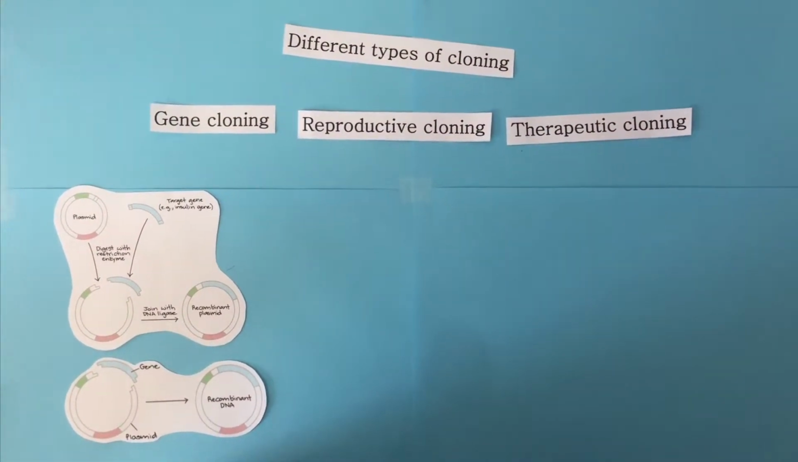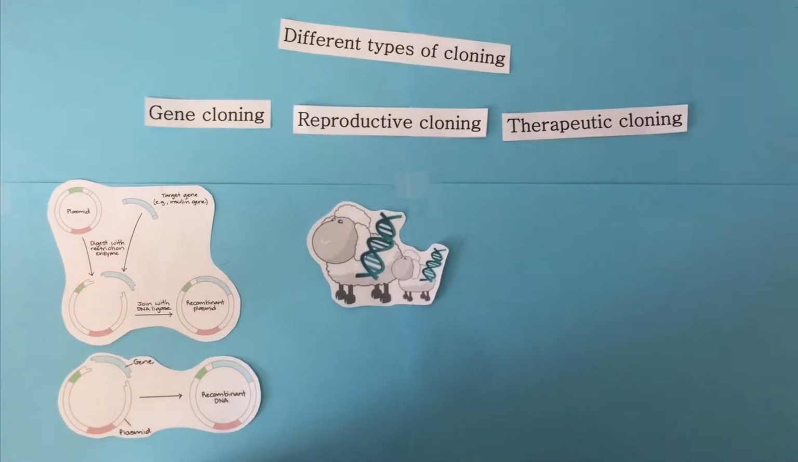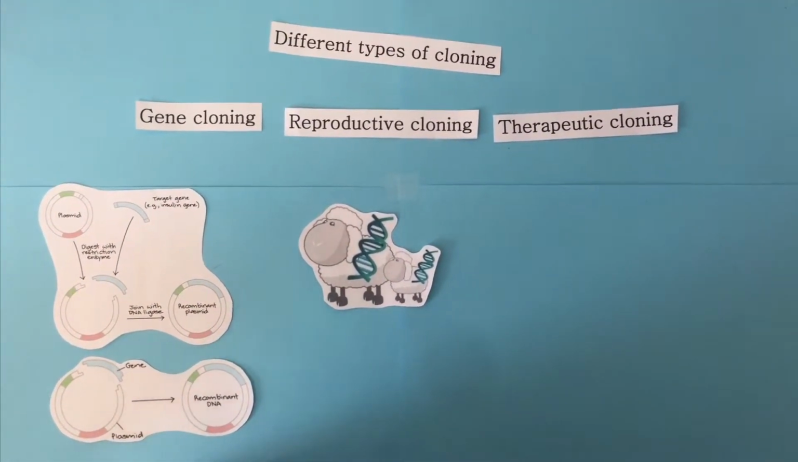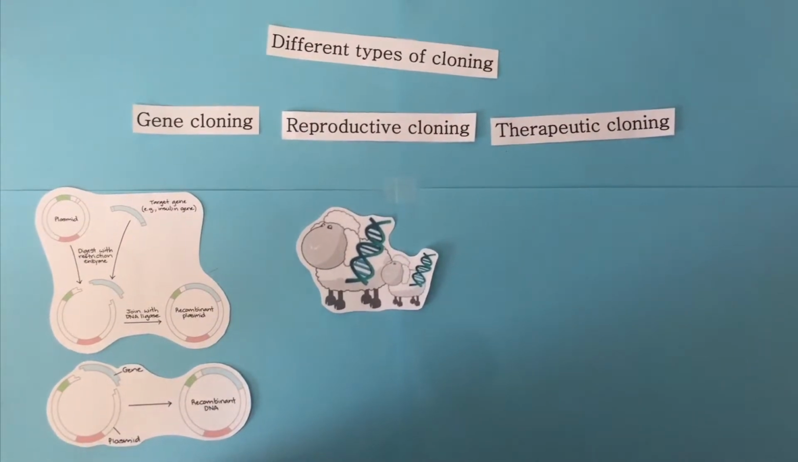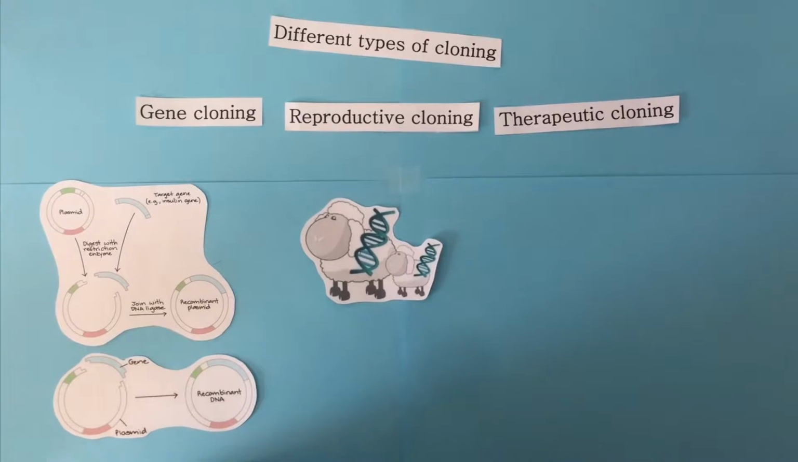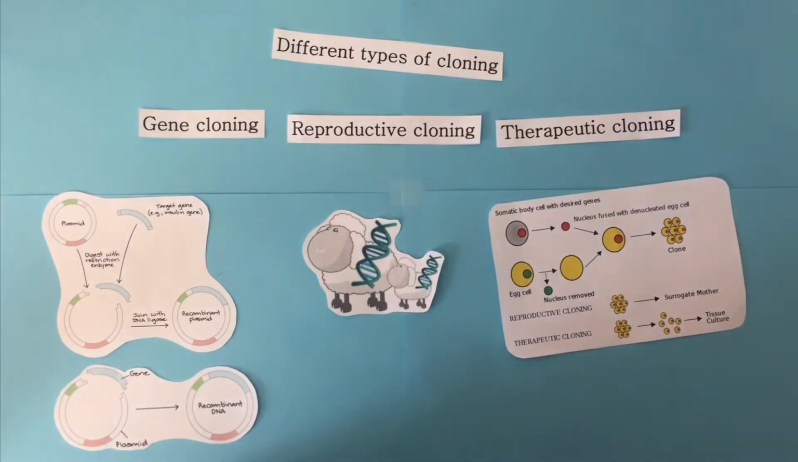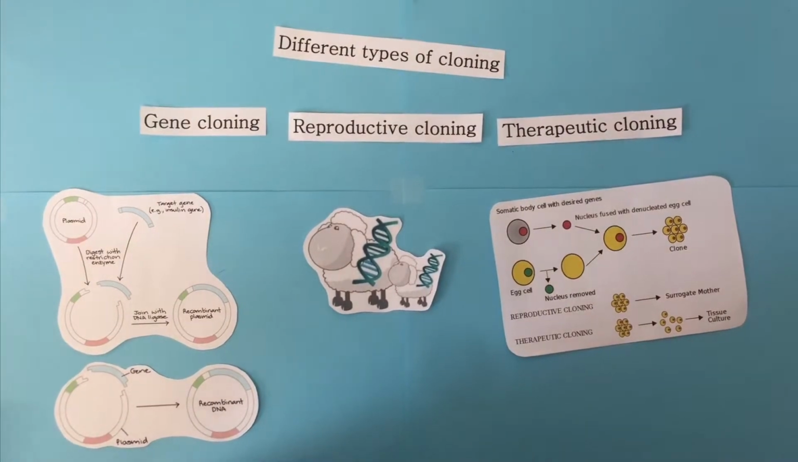Reproductive cloning. Reproductive cloning produces copies of whole animals. Dolly the sheep is an example of this, which will be further explained later in the video. Therapeutic cloning. Therapeutic cloning produces stem cells for experiments aimed at creating tissues to replace injured or diseased tissue.